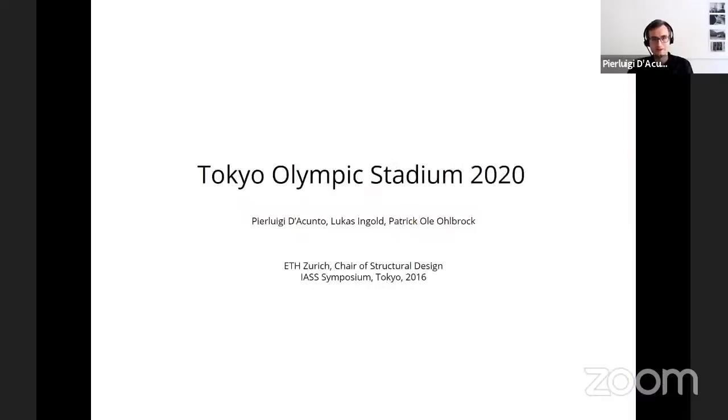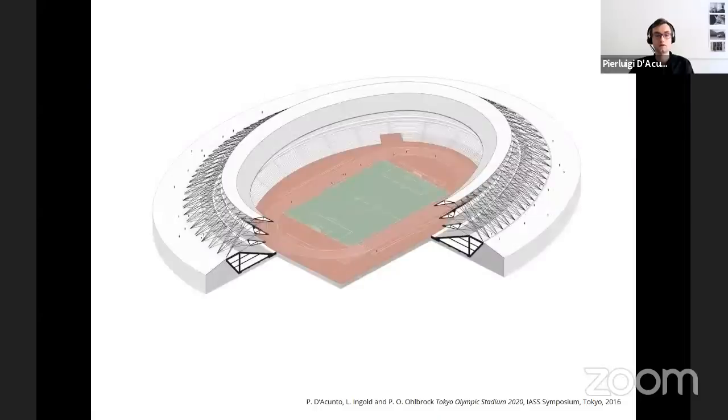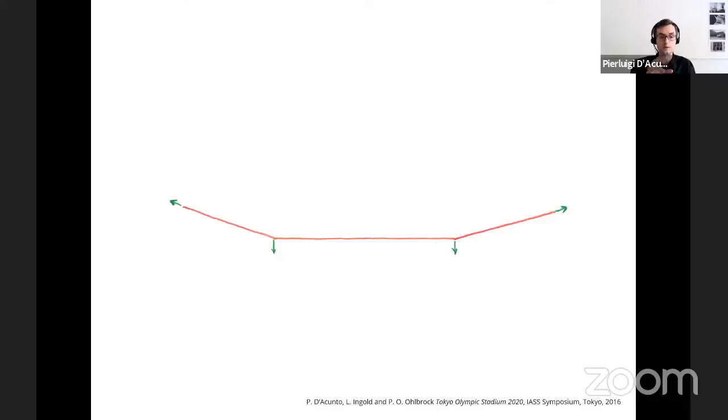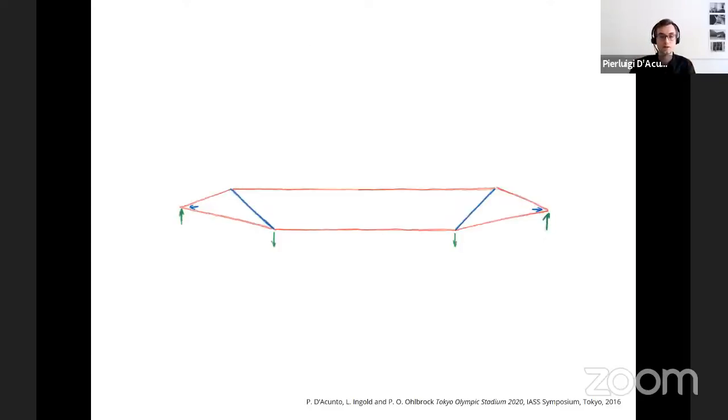I conclude my presentation with this project here. It's a proposal for a new stadium in Tokyo for the Olympics in Tokyo. And this was part of a competition that was launched by the ISS in 2016. I took part in it with colleagues at ETH Zurich. And we designed this tensegrity system in which the stands of the stadium are actually supported by this cable net. And again, the principle is quite simple, using a cable system that is in tension. This is stabilized with columns in compression, but in our project, the columns become the actual stands of the stadium.